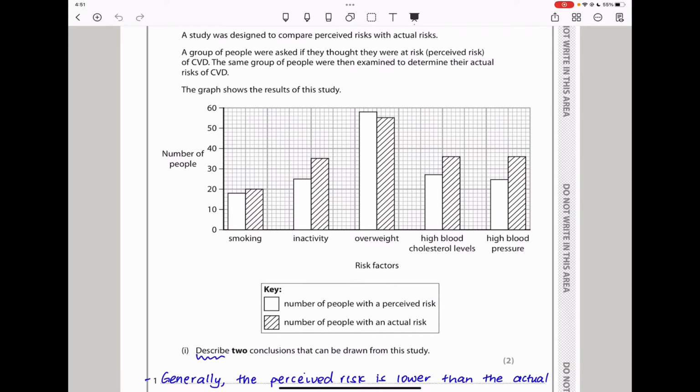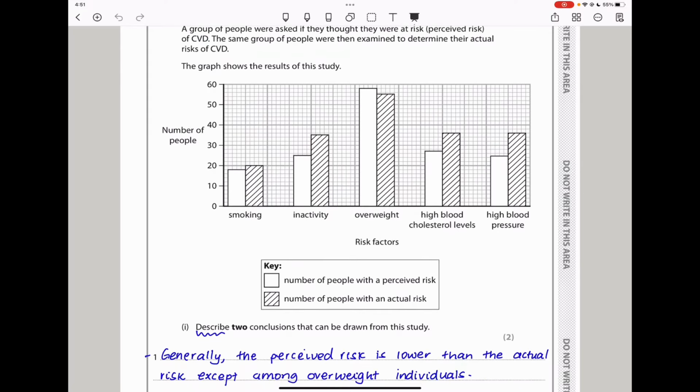So on the vertical axis, we have the number of people, and then we have the risk factors here. There is smoking, there is inactivity, overweight, high blood cholesterol levels, and then the high blood pressure. These are all risk factors for cardiovascular disease. And then from the key here, we can see these are the number of people with the perceived risk, and these are the number of people with the actual risk. If we look at the data, we can see that overall, except here, the number of people with the actual risk are actually higher than those that have the perceived risk.